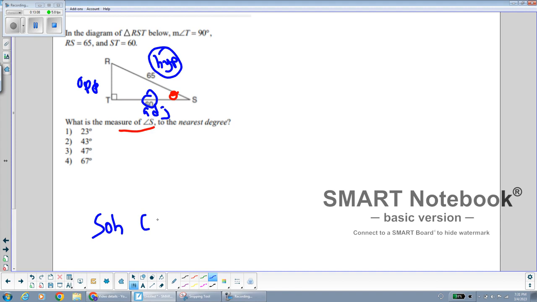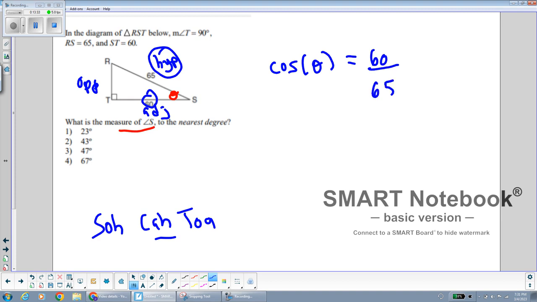Let me put SOHCAHTOA back here. Since I have adjacent and hypotenuse, that would be cosine, A over H. So cosine of the angle I'm finding, I can call it theta, I can call it angle S, either one is fine, is equal to adjacent, which is 60, over hypotenuse, which is 65. We can't just cross multiply here.